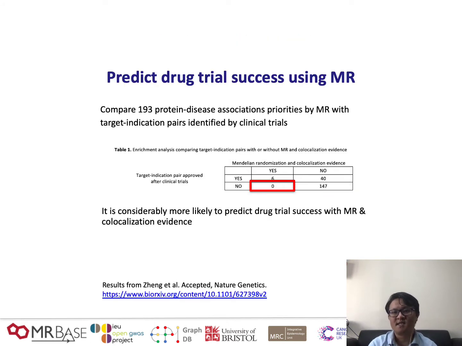Moreover, we systematically compared the MR estimates with clinical trial effects. We found that it is considerably more likely to predict drug trial success if a protein-disease pair shows MR and colocalization evidence.